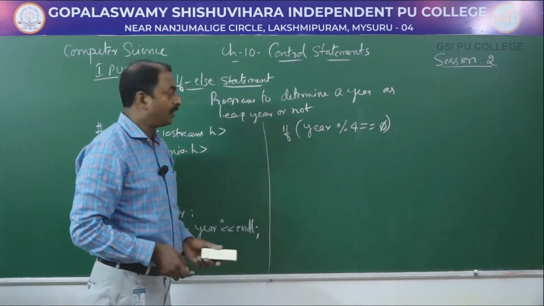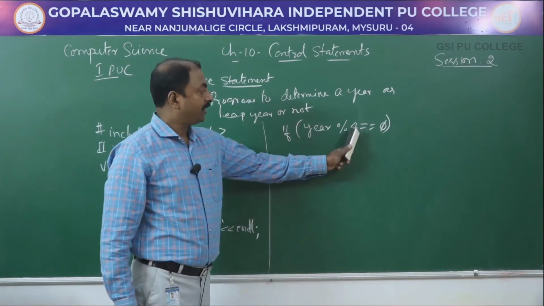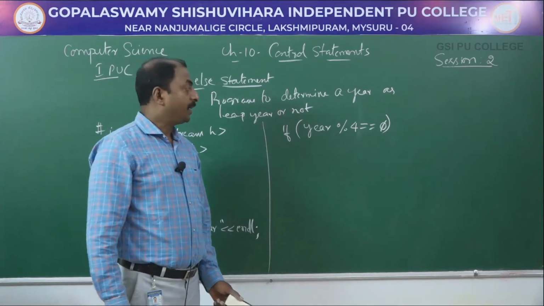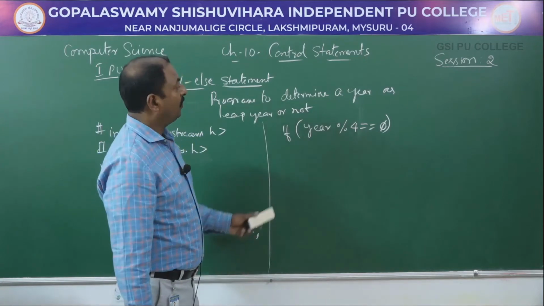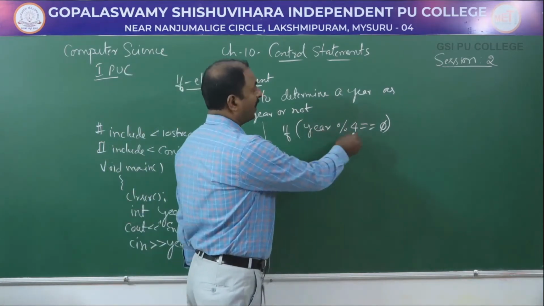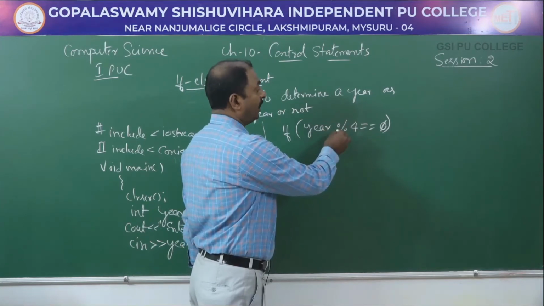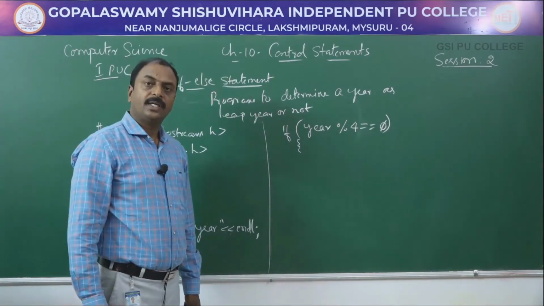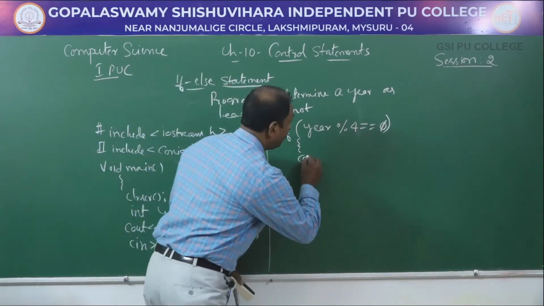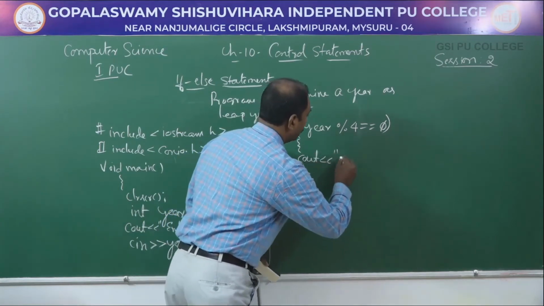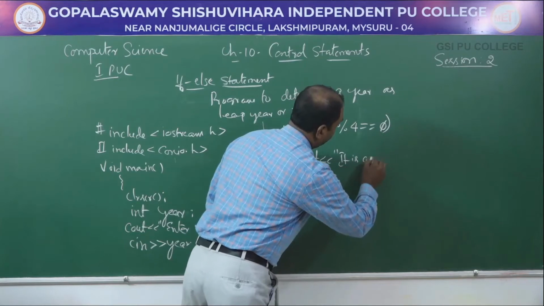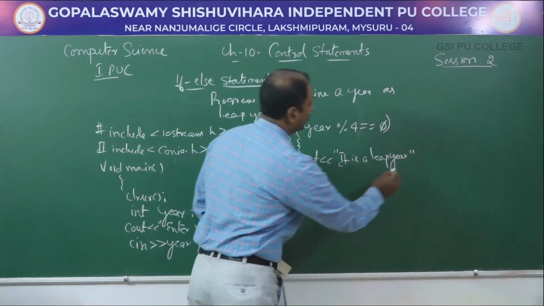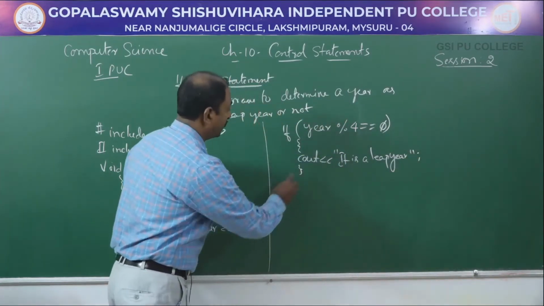What is the condition here? The given year, we have to divide by 4, and we are using percentage as the modulus operator. It gives the remainder of any division. So we are comparing the given year divided by 4, and we are storing the remainder. If the remainder is equal to 0, then we have to print it is a leap year, otherwise not a leap year. So here then cout it is a leap year, closing this, and semicolon, close this bracket.